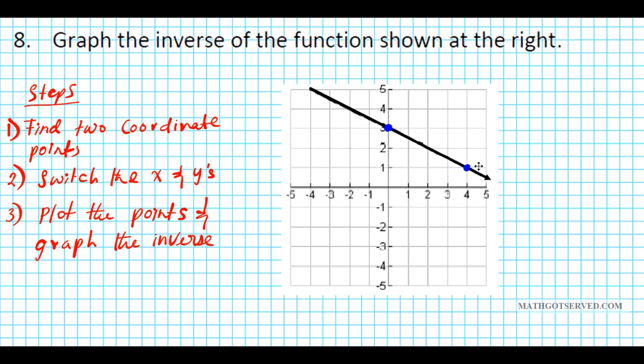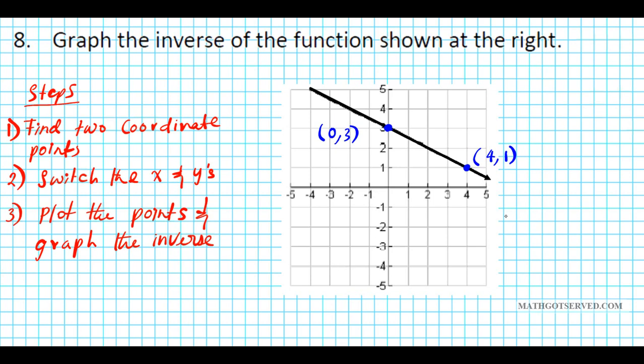Okay, so here we have 4, 1. Let's write it down, 4, 1. And then this coordinate point right here is 0, 3. Now what are we going to do? We are going to find the inverse.